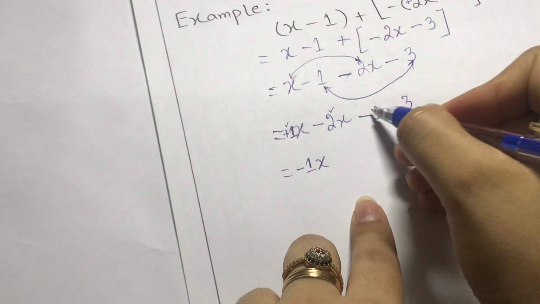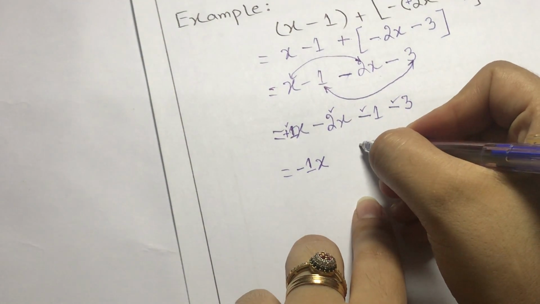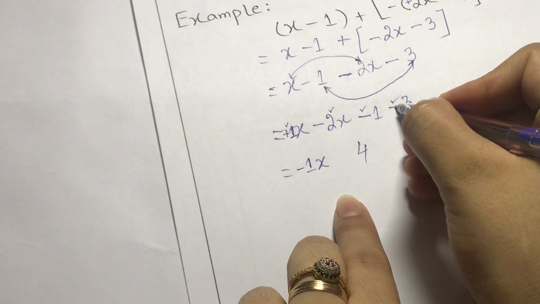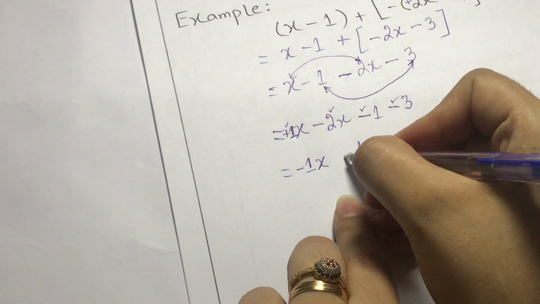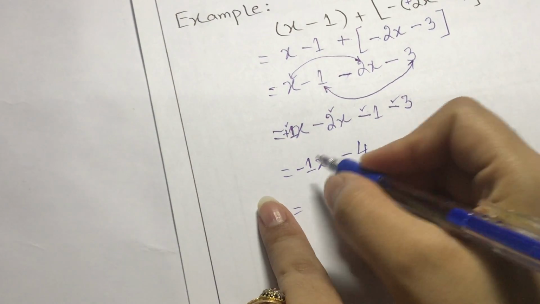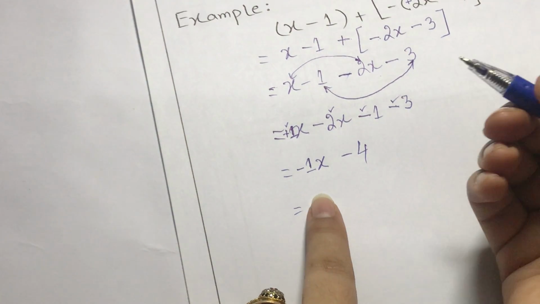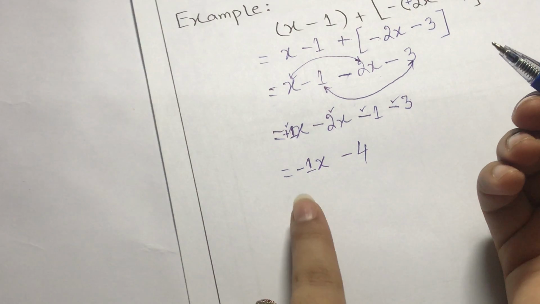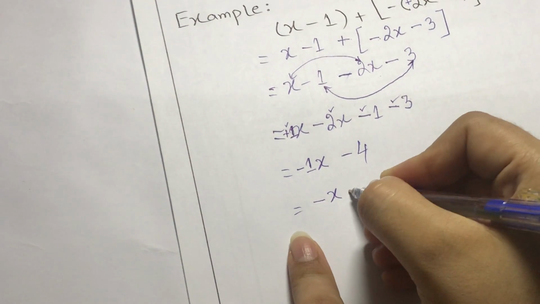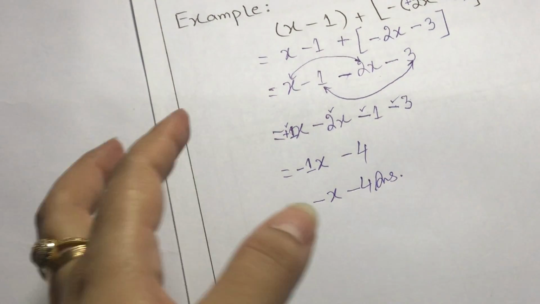Now you can see minus 1 and minus 3 both have the same signs. For same signs you have to add, 3 plus 1, 4, and keep the sign of your greater number, that is minus 3. I have told you before that there is no need to write 1 as the coefficient, because when there is no coefficient, it is understood that it's 1. So you can simply write it as minus x minus 4. So this is your required answer.